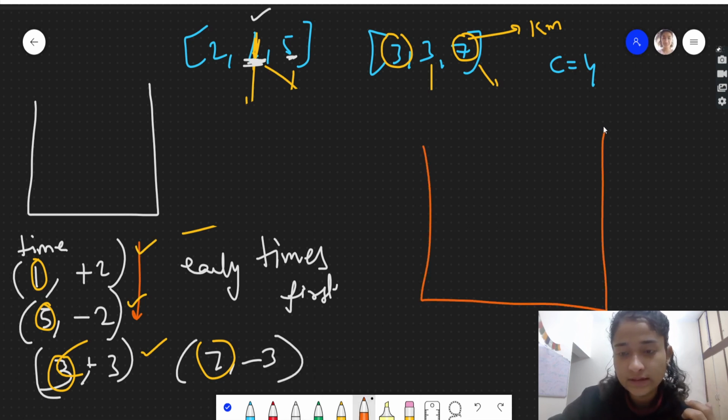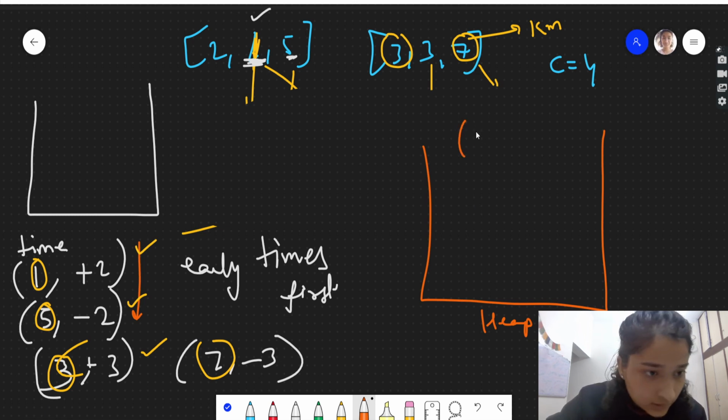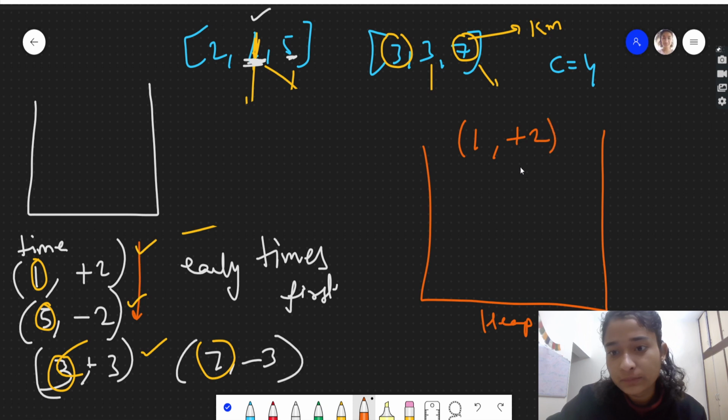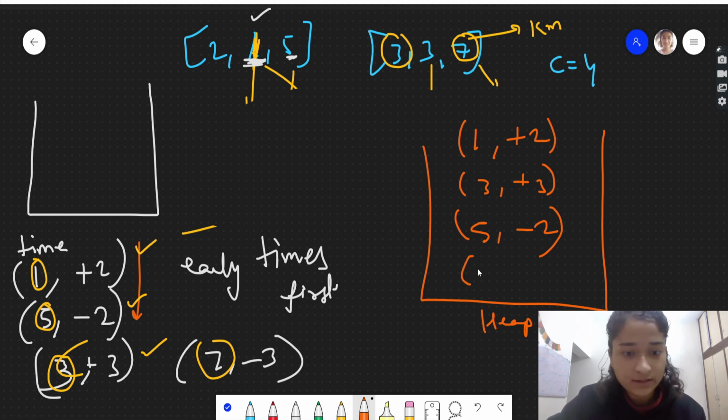So let's take this as the heap given to us, and we are adding 1. I'll arrange them with the minimum first. So 1, this will be plus 2. See, 1 is the distance, don't confuse it with time. Then 3, adding 3 passengers. Then 5 will come, where we are dropping 2 passengers. And then we have 7, where we are dropping 3 passengers.